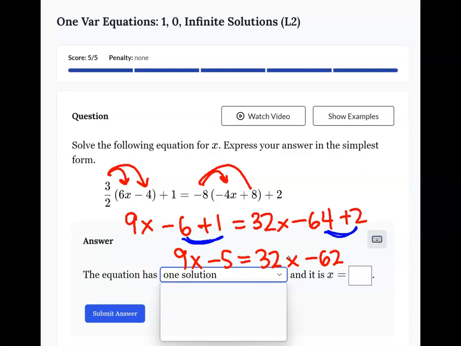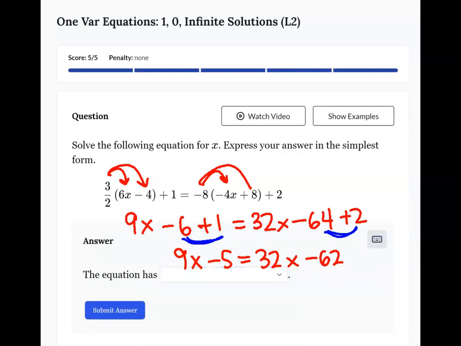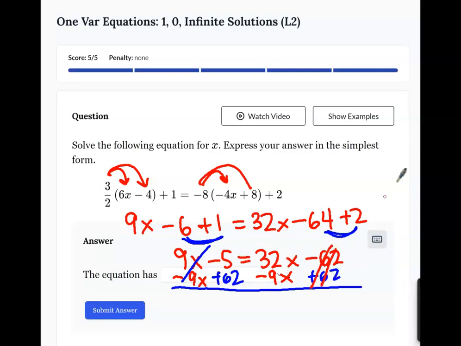The question is, what is it? So I'm going to take that away, so I've got some space here. I'm going to subtract 9x, but I'm also going to plus 62 because I'm running out of space. So I'm trying to do 2 steps on the same line here. Make sure you have a cross out on the left and a cross out on the right.